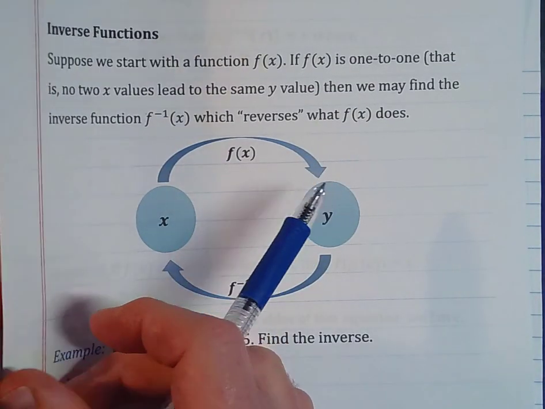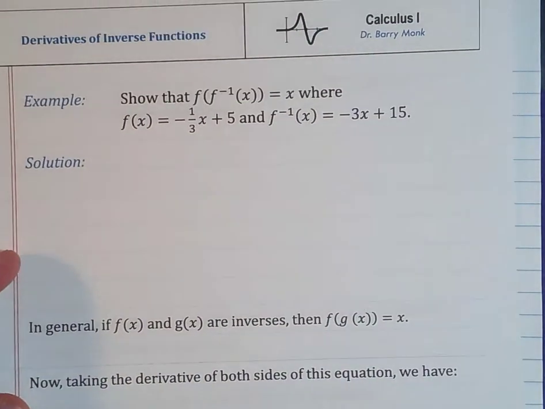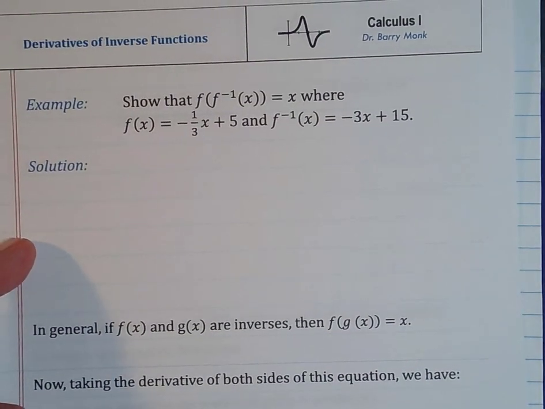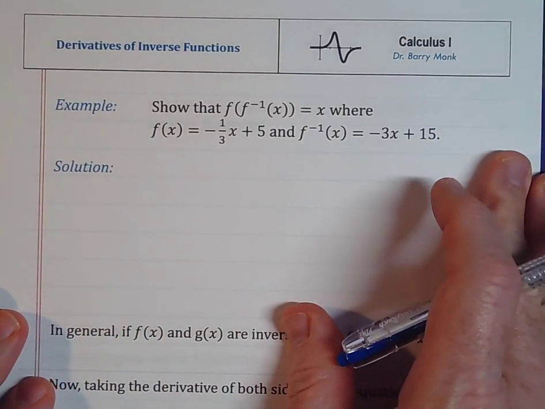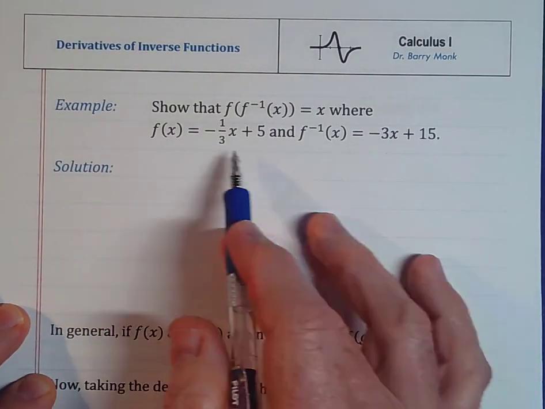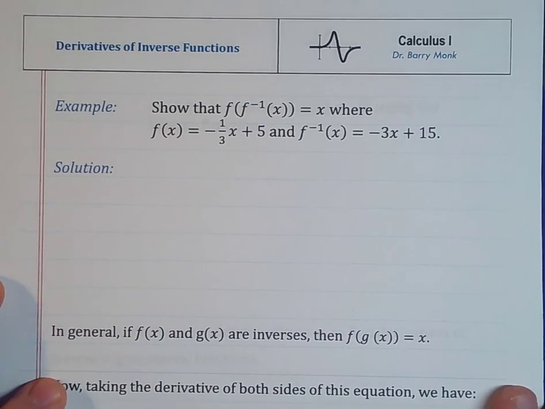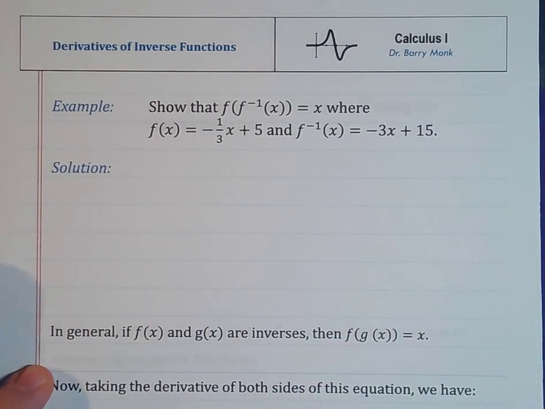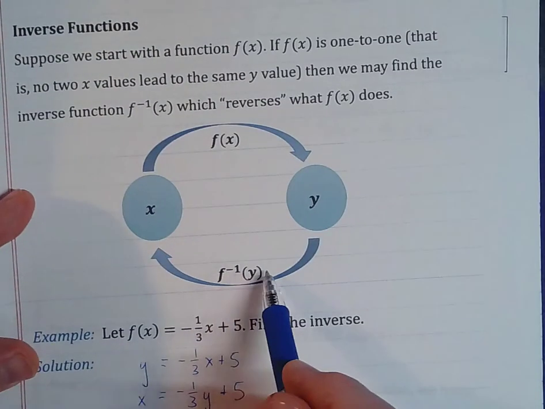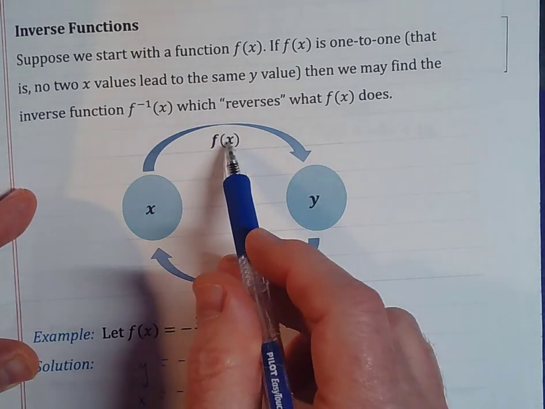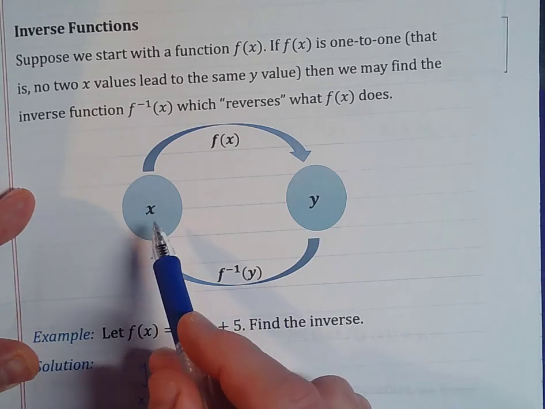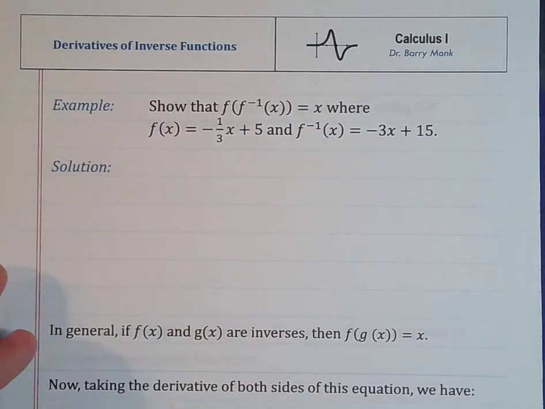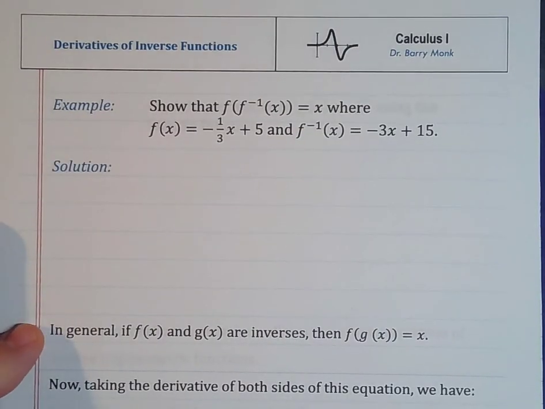So let's play around with that just a little bit. I want to show that f of f inverse is equal to x, where I've got these two functions that are inverses of each other. It should. If I take this thing and plug it back into this function, then I'm just completing this entire circuit and ending up right back where my x is. So let's see, does it do this?